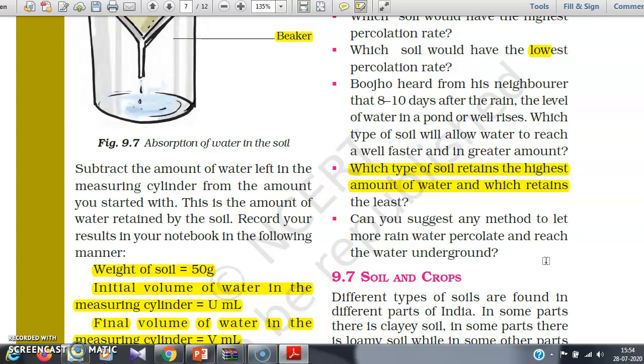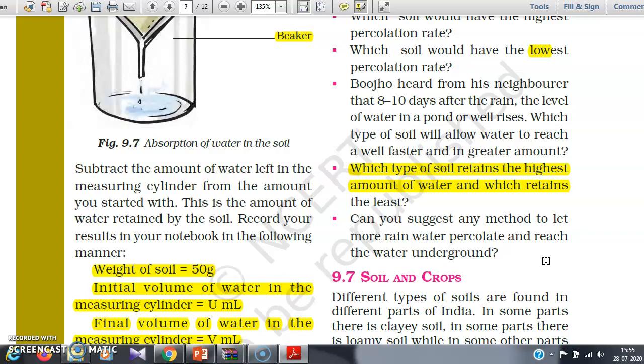Sandy soil is well aerated because the particle sizes are bigger and gaps are more. So they cannot retain water. That is why we are not able to give them any kind of shape. Their water percolation rate is more, and water absorption rate is least. And loamy soil has everything intermediate. The particle sizes are intermediate, half bigger particles and half finer particles. Air capacity intermediate, water retention capacity intermediate.